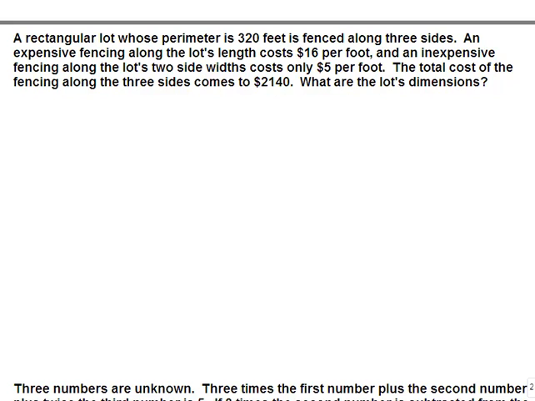So we're talking about a rectangular lot. It makes sense here to draw a picture. So let's draw a big rectangle. We are told that the perimeter of this rectangle is 320 feet, and we are looking for the 2 dimensions, so let's call this length and this width, and let's write in some of the things we know. We know that we're only fencing along 3 sides. We have expensive fencing along the lot's length, so this side here is $16 per foot, and inexpensive fencing along the lot's 2 side widths only costs $5 per foot.